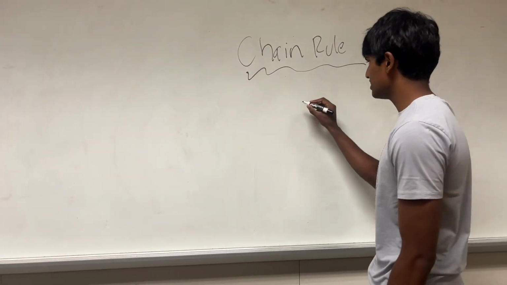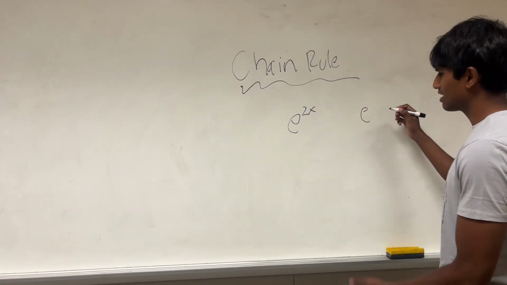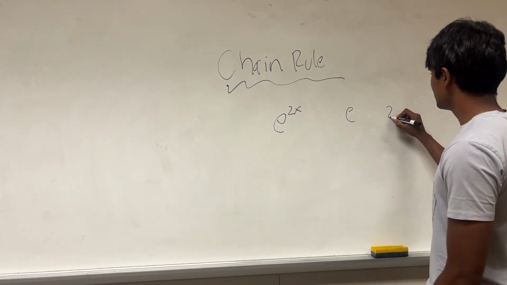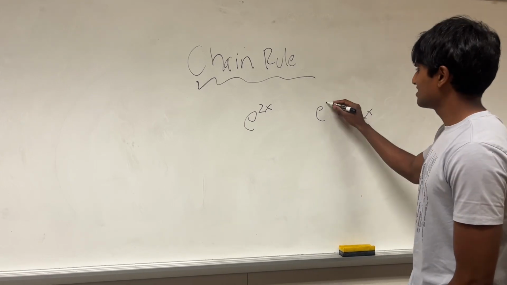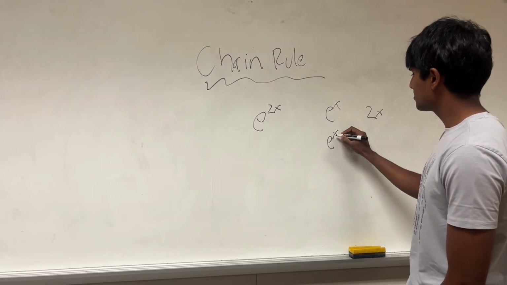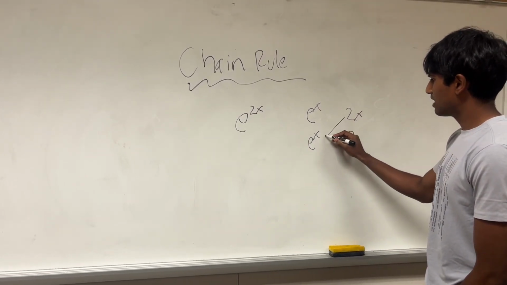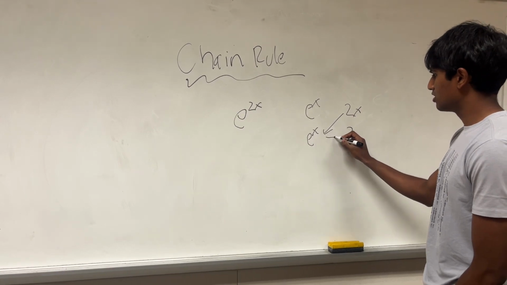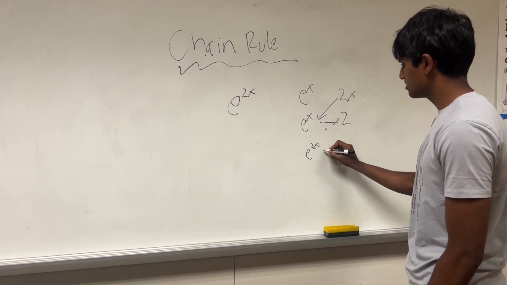I'm going to solve e to the 2x. First you set up the table: e to the 2x, where e to the x is the f of x and 2x is the g of x. You take the derivative of e to the x, which is e to the x, then the derivative of 2x, which is 2. Now you plug this into this x, then multiply it, so it's e to the 2x times 2.